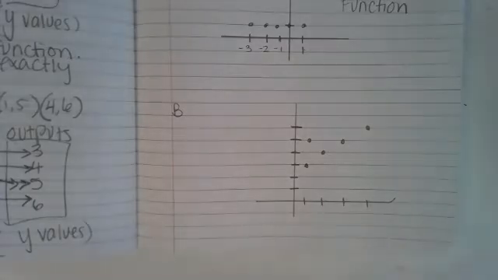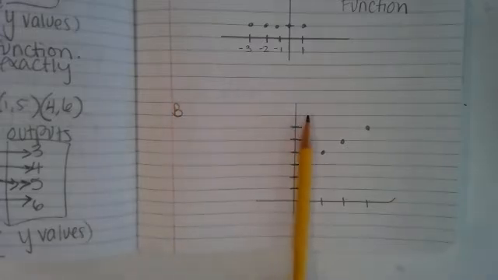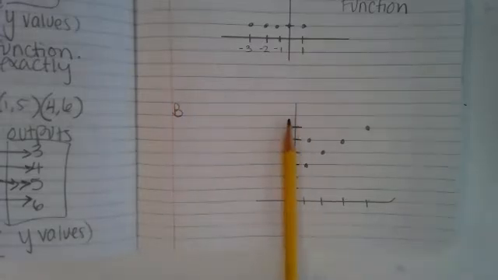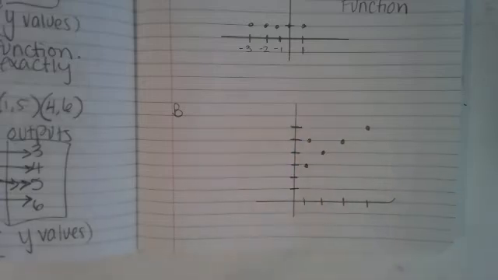So now if I was to do my vertical line test, I put my pencil vertical, and as I'm going across this, when I hit here, so everyone see this, my pencil's touching 2 points at once. Therefore, it does not pass the vertical line test, and it is not a function.